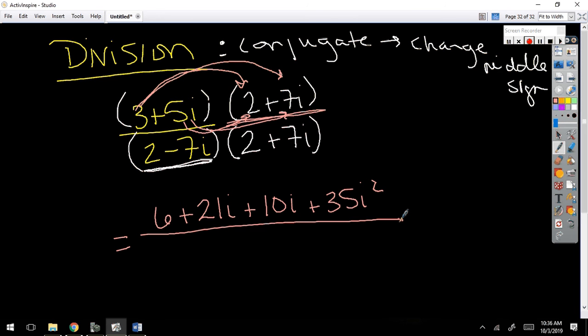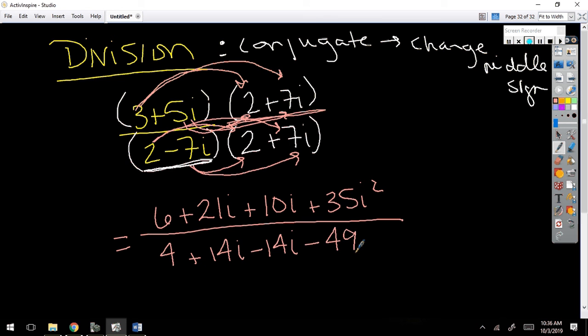Now the top doesn't matter. There's going to be some i's in there. I don't care about that. The whole reason I multiplied by the conjugate of the bottom was to get the i's out of the bottom. So let's see if it worked. 2 times 2 is 4, 2 times 7i, negative 7i times 2, minus 49i squared. Look what happened.